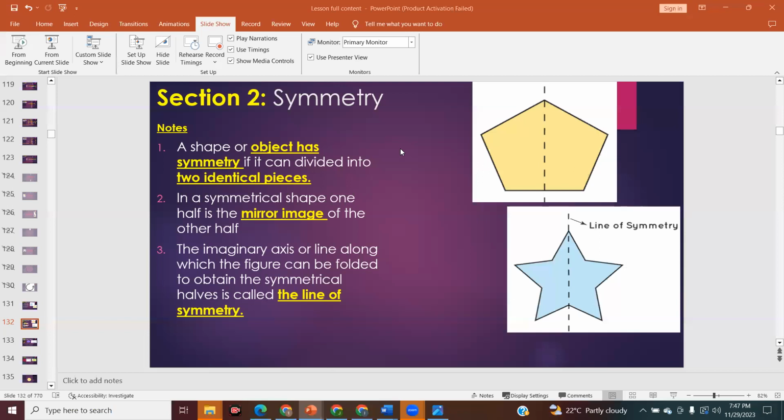And tell me, Stacy, is it true or false that in a symmetrical shape, one half is the mirror image of the other half? Is that true or false? It's true. Very good. One side is the exact mirror image of the other side.